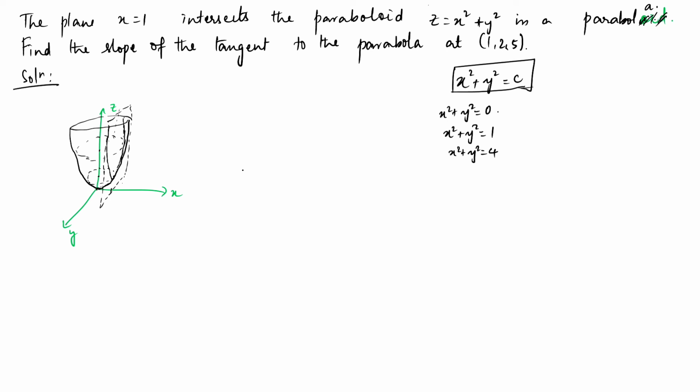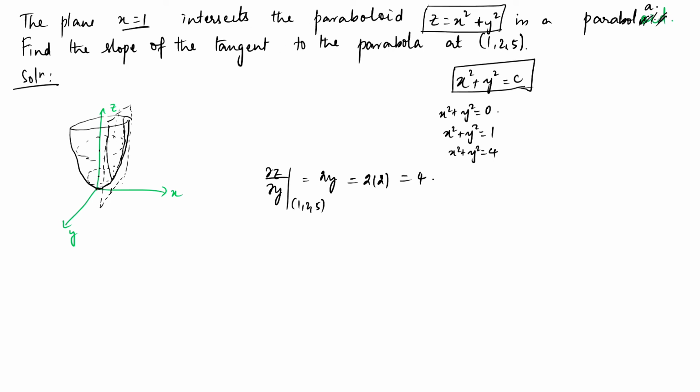So you are going to have a parabola of this sort. If you find del z upon del y, what would you get? You would get only 2y. At the point 1, 2, 5, 2 is to be substituted: 2 times 2, which is 4. Or else, the plane x equals 1 is intersecting this quantity. Am I right?